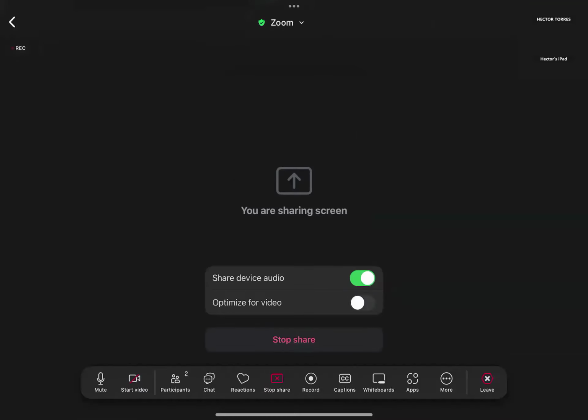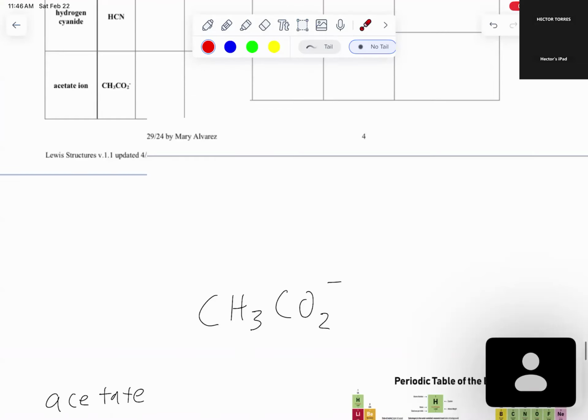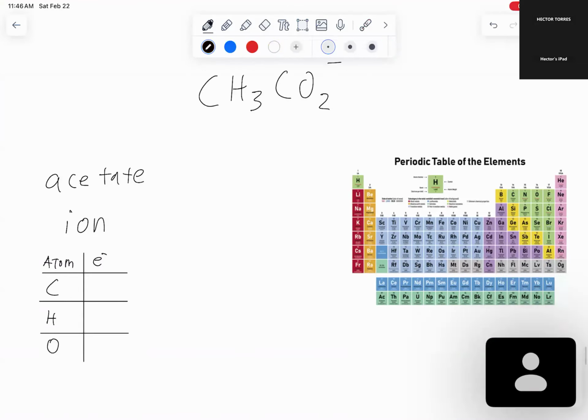Let me get to my Notability. So we are now going to be going over the acetate ion, which is CH3CO2 negative. So let's get started on step one, which is finding how many valence electrons we have in this molecule.